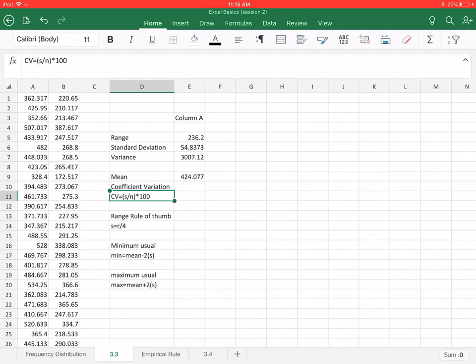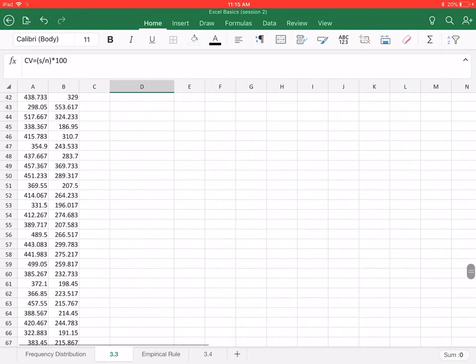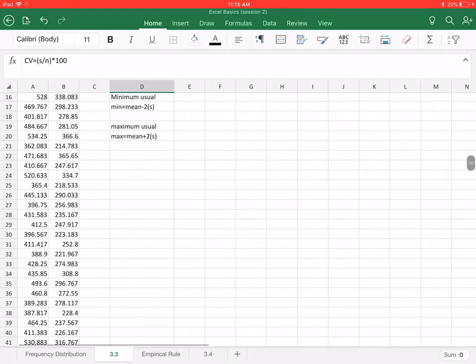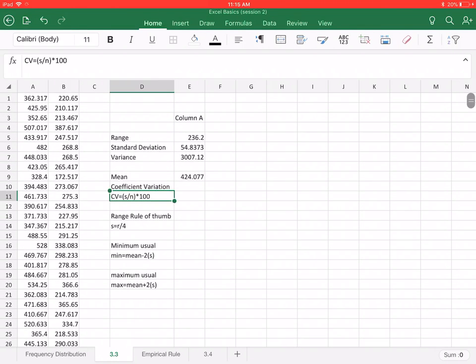So your coefficient variation actually has a formula, which I have right here. So your coefficient variation is equal to the standard deviation divided by the number of data sets you have. So like, I think there's 81 in this set of data. Let's see, no, there's 80. But in all reality, nobody wants to sit here and count them, so there is a function that you can use to find that, and then all of that times 100.